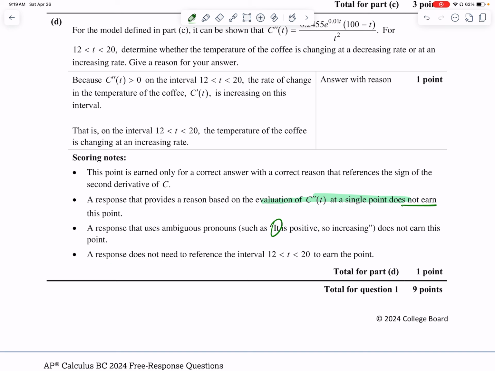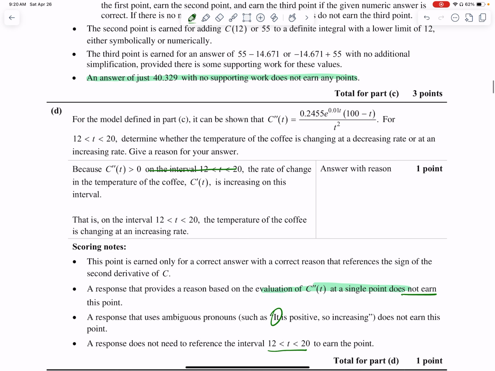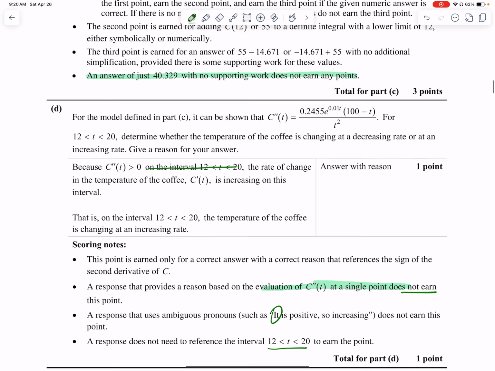And a response does not have to reference this interval to earn the point. This is weird. So I think that is a little bit unclear, honestly, especially since you're saying that the derivative is greater than 0. Where is it greater than 0? And they just said right up here in this other bullet that you can't do this at a single point. I guess the interpretation is if you left this part off and you just said that C double prime is greater than 0, you're saying that it's always greater than 0. I don't think that's necessarily true because that's not true beyond 100, but whatever. We'll just go with their scoring guideline.